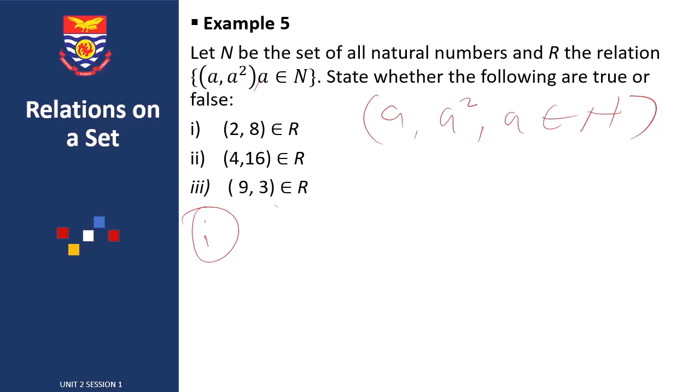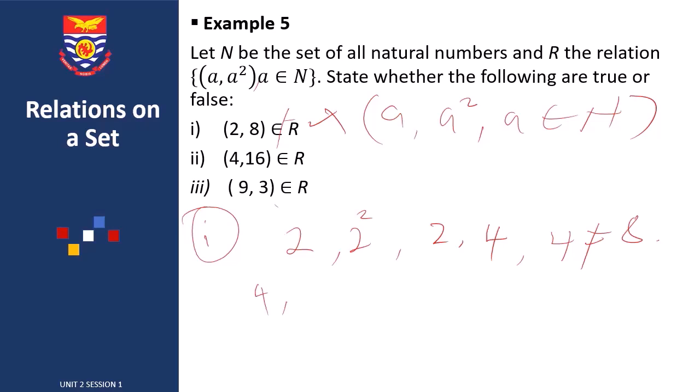So is 2 the same as 2 squared? So 8 equals 2 squared? Is it true? That is actually not true. The reason is that 2 and then 2 squared gives me (2, 4). So 4 is not equal to 8. So in that instance, we say that (2, 8) is not a member of R. It's not a member of R. And then we look at (4, 16).